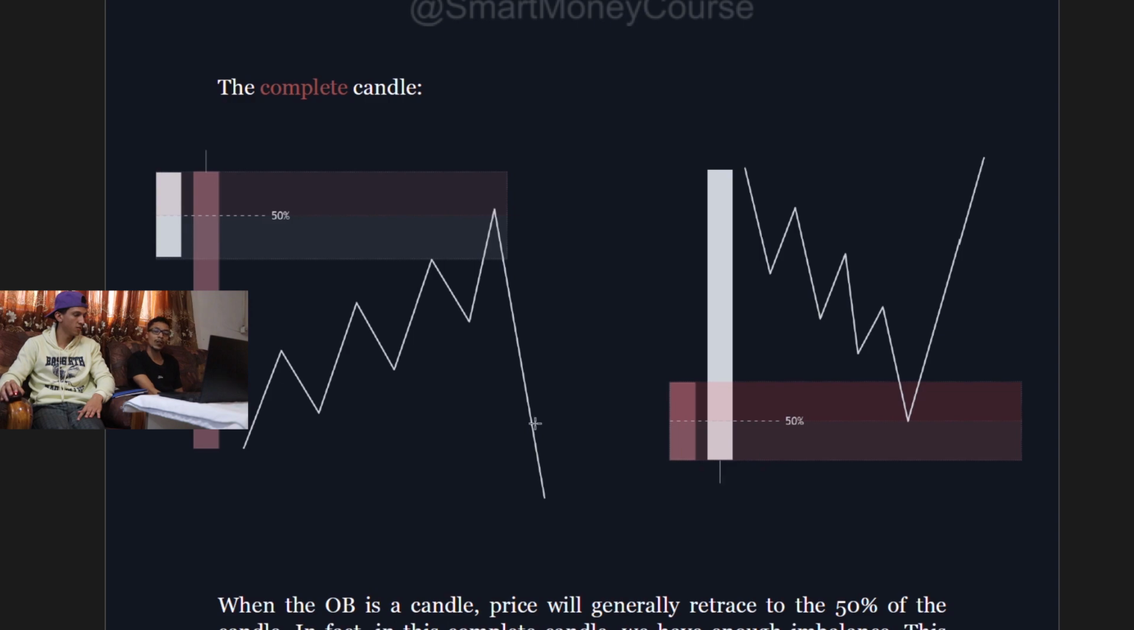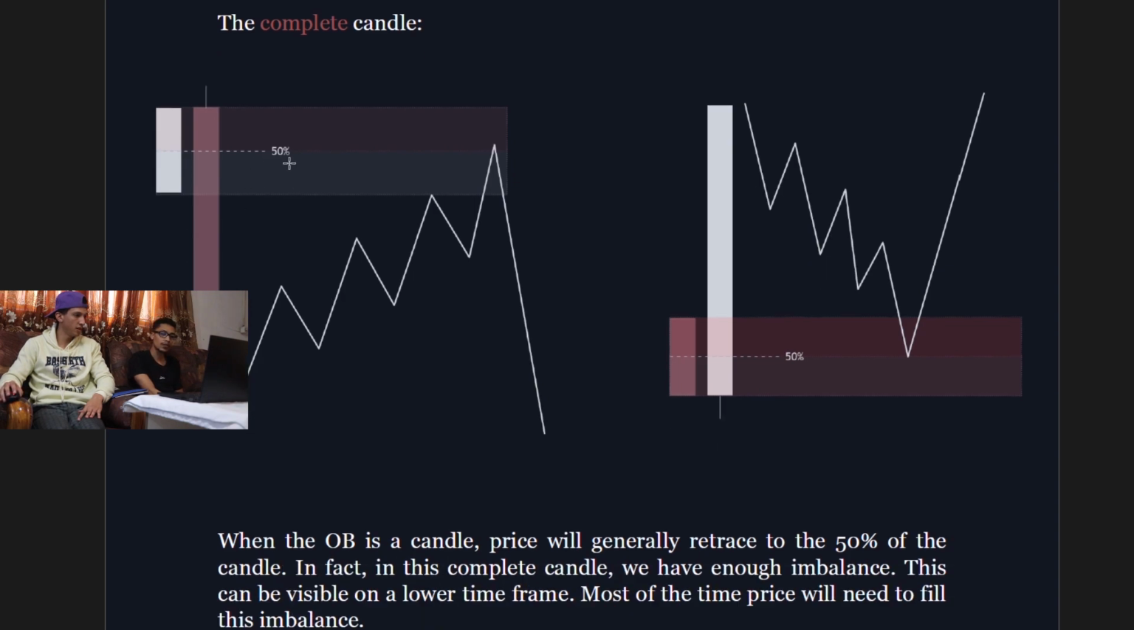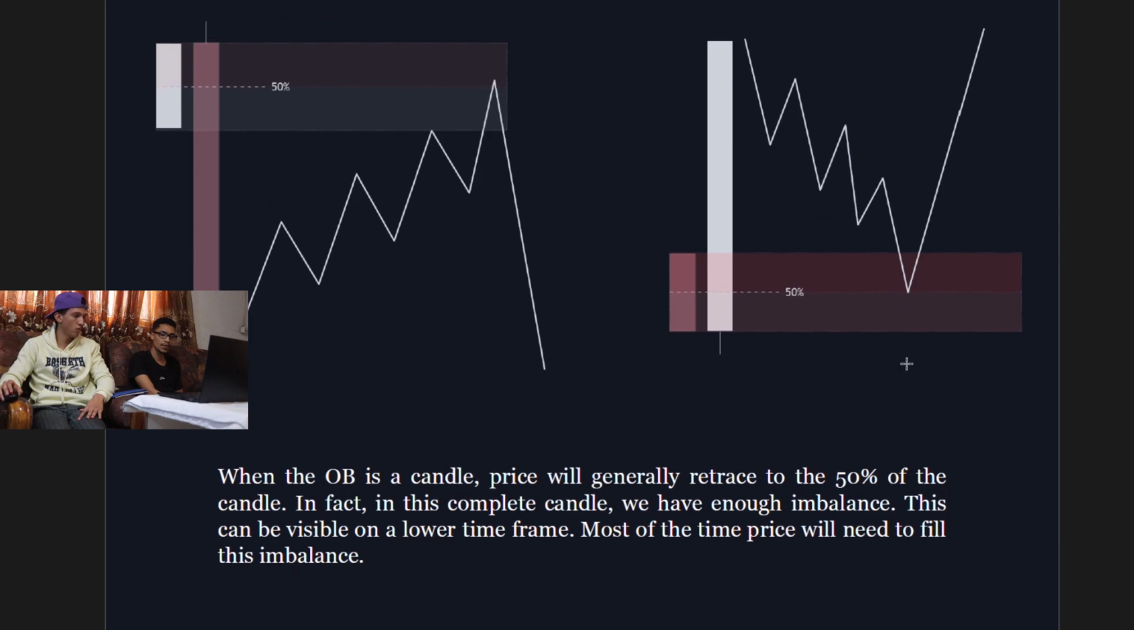As you can see, there's a 50%. Basically, here's your activity or movement in the market. This is the opposite, and then you identify your order block.